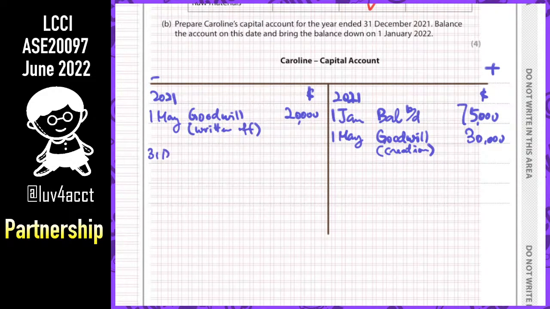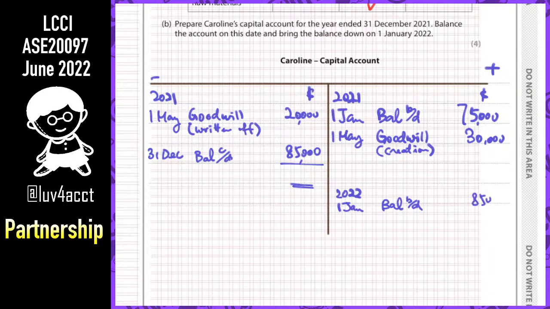So nothing more happened. So you have 31st December at year end. Let me calculate, 75, 30, 20. So you have 85,000. Year 2022, 1st of January, we will have the balance as well, 85,000. You can see this time we have 4 marks. There should be no marks to be awarded to the date, but still I will keep everything nice and neat, to show that I know.